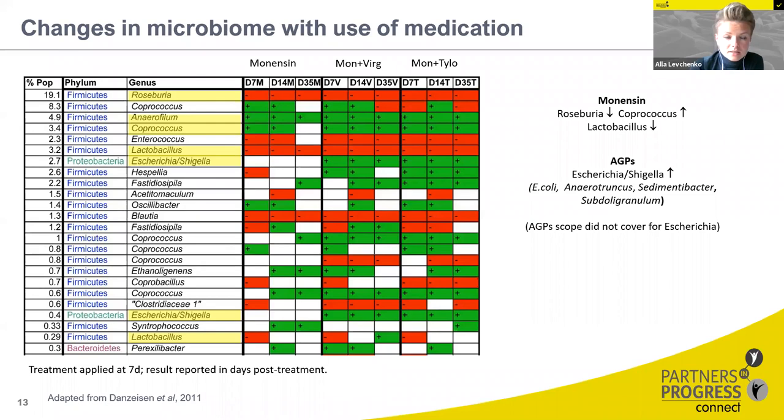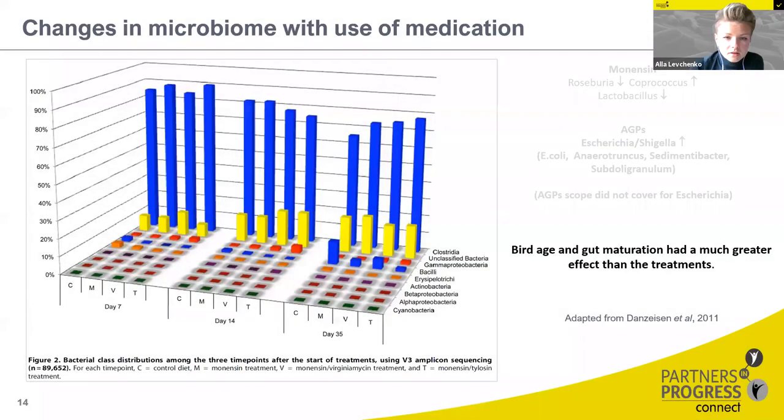But before we jump into conclusions about the effect of medication, let's have a look at one more slide. This is about the same study, but the results are viewed from a slightly different perspective. Instead of looking at the individual bacteria, we are now looking at the larger level. When we look at the bar chart, we do see the shift in the blue bars, which are represented by the Clostridia class. If you look at the horizontal axis, this was the beginning of the study, control, monensin, and then combination with virginiamycin and tylosin, then at 14 days and 35 days.